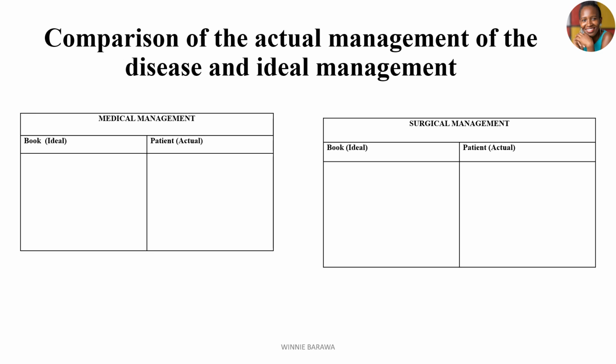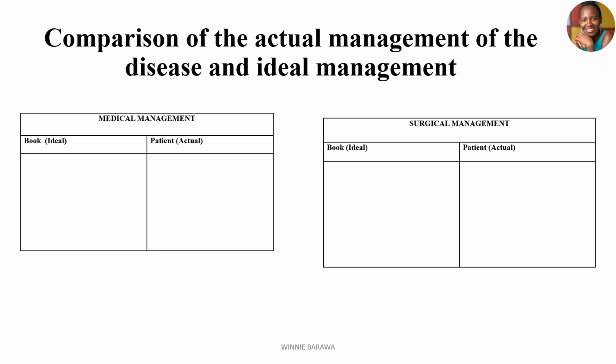And then this last part is management. So you can have the medical management and you can have the surgical management. So in the medical, you look at the ideal medical management and the actual management that was done on the patient. And you can also compare if it was effective or there are certain improvements you can make. Same thing you can do on the surgical management, giving the ideal management that should be done and the actual that was implemented.